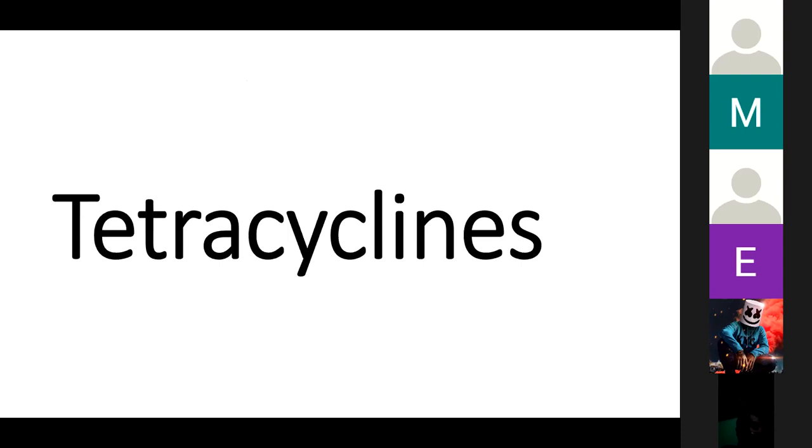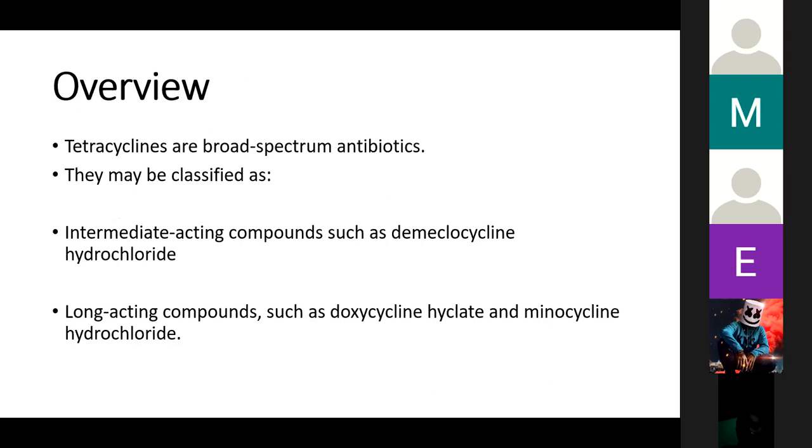So we'll look at the tetracyclines. Tetracyclines are broad-spectrum antibiotics. They may be classified as intermediate-acting compounds. An example is demeclocycline, and then the long-acting ones are doxycycline and minocycline.